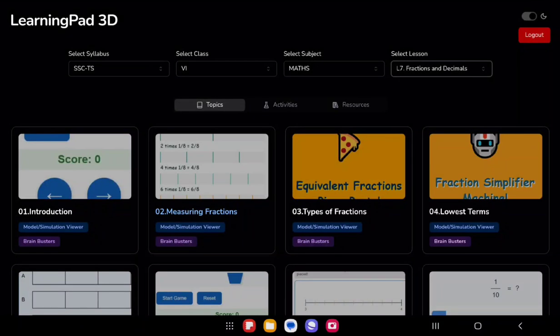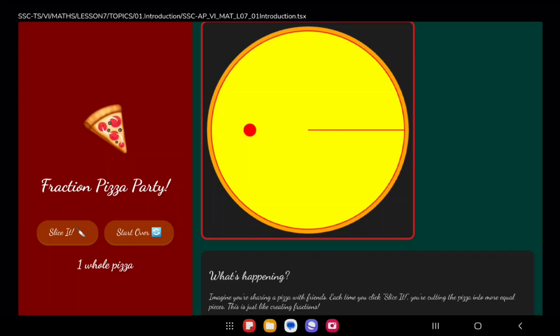In today's session, we're going to be talking about fractions. What are fractions, measuring fractions, numerator, denominator, and our interactive simulations are going to be helping us with that. All right. So let's start off with the introduction, what fractions actually mean.